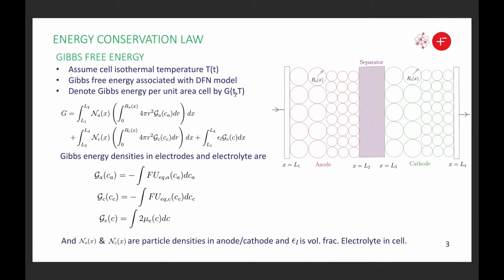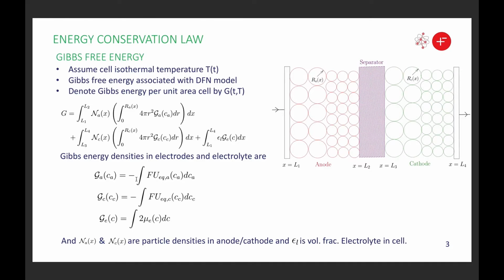Normally you'd expect the Gibbs free energy just to be a function of time, but you also ought to worry about temperature as well, because we know that the energy densities in the electrode particles are temperature dependent. So the energy densities are given by these formulae here. These are just integrals of the chemical potentials in the different parts of the cell.